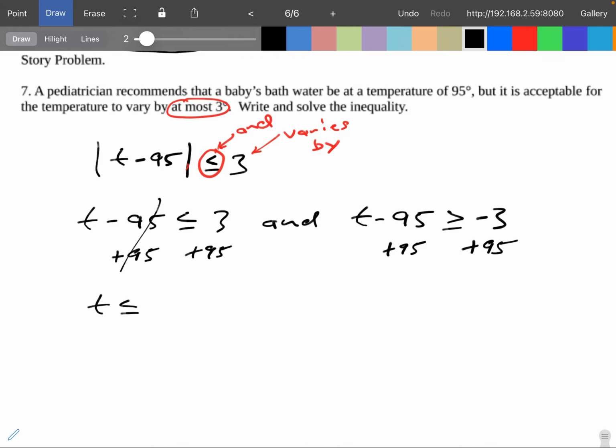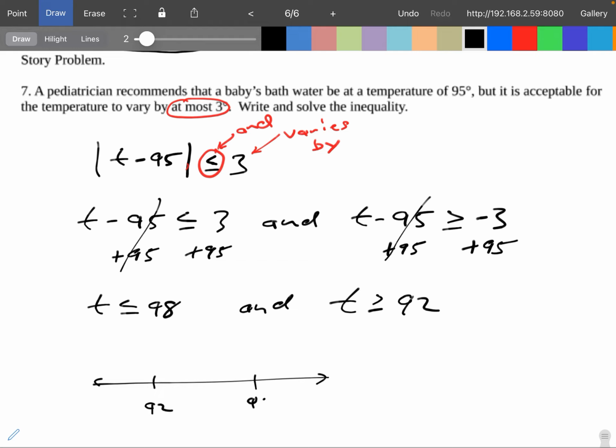All right, then we just got to solve both of these. So we would just add 95 on both sides on both of these. All right, so these would cancel out and make 0. I got t is less than or equal to 3 plus 95 is 98. And the other one, these cancel out. On the left, I got t is greater than or equal to negative 3 plus 95. That's the same thing as 95 minus 3. That's 92.